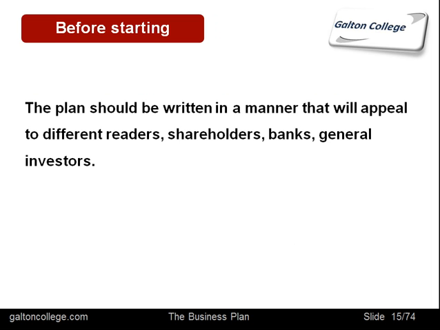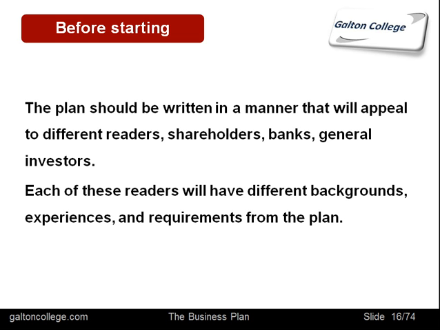Now, before starting, the plan should be written in a manner that will appeal to different readers, the different stakeholders, the banks and the general investor. Or it could be written for the suppliers. So whoever the plan is aimed at, make sure that it's obvious to them as the reader that they are important and it's written from their perspective. Each of the readers will have different backgrounds and experiences, and each of them will have different requirements from the plan. So it's important to emphasize what's in the plan for them.